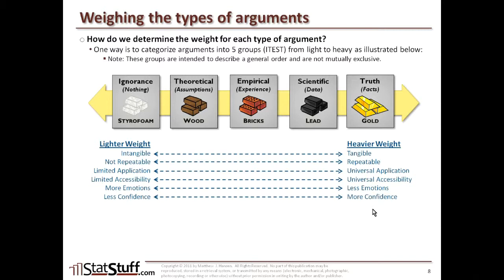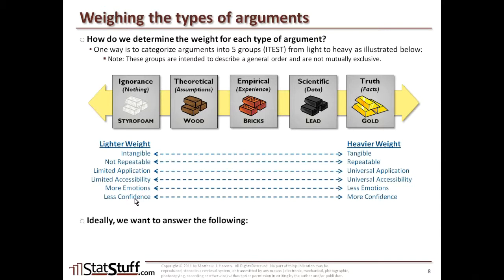So again, if we use an example of 2 + 2 = 4, that's something that is tangible, repeatable, universally applicable. It could apply in any situation. We can see 2 + 2 will always equal 4. Universally accessible, it doesn't matter who you are within the world or whatever part of time you might have lived in, 2 + 2 is always going to equal 4. I don't need to be emotional about it, and I can be very confident in it. Compared to something that is lighter weight, I would have something that's not tangible, not repeatable, less applicable, not as accessible. I might fill it up with more emotions myself to argue the case for that, as well as be less confident.